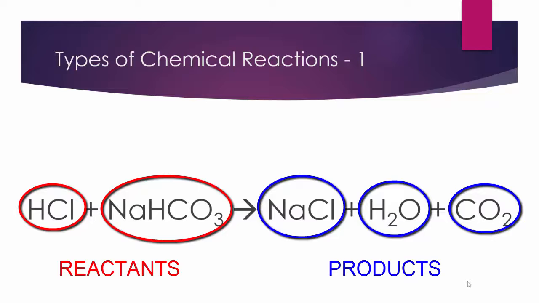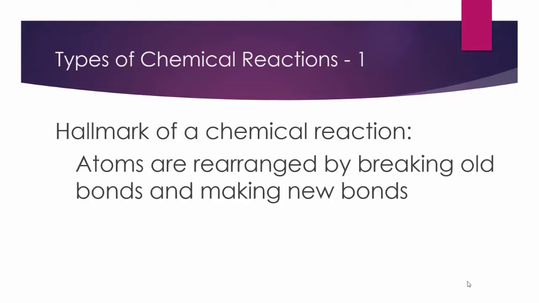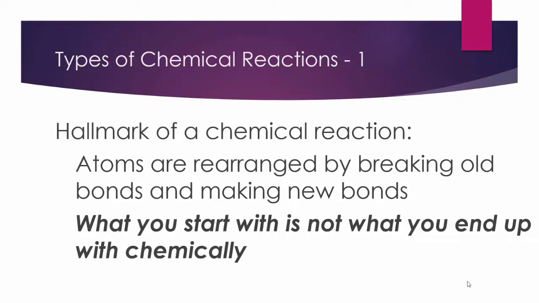The reactants are always to the left of the arrow. The products are always to the right of the arrow. The hallmark of a chemical reaction is that because atoms are being rearranged by breaking old bonds and making new bonds, what you start with is not what you end up with chemically. You end up with different chemicals with different chemical and physical properties.